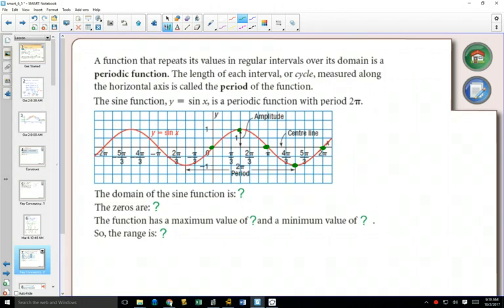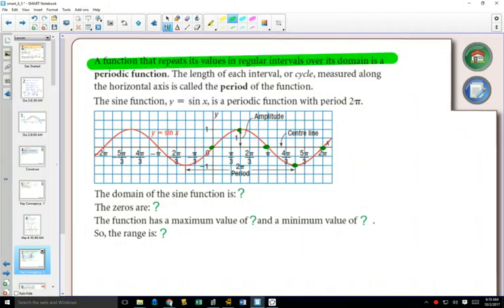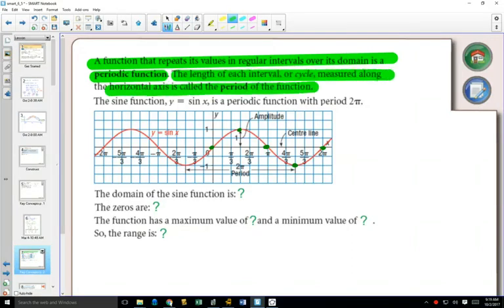So a couple of important definitions. We'll take out our highlighter. A function that repeats itself over regular intervals is called a periodic function. And the length of each of these intervals, or cycle, is called the period. So in our situation here, how long does it take to start at a point and go to a point? And they used this minimum, and they said, how long is it to go to this minimum?